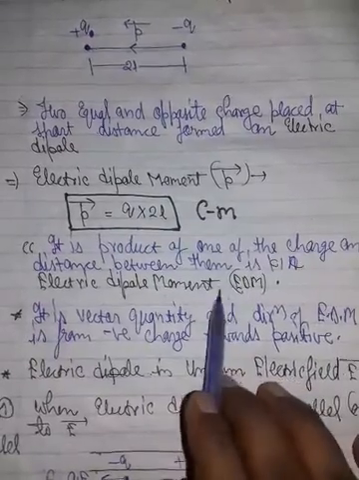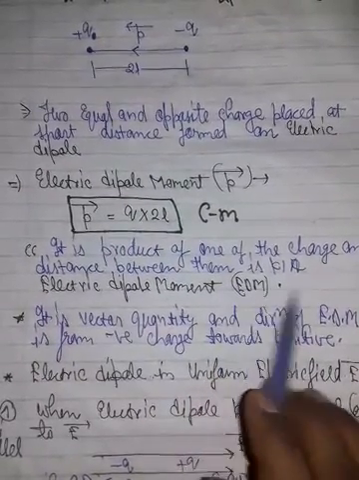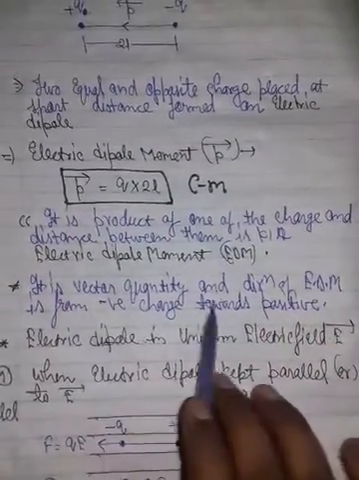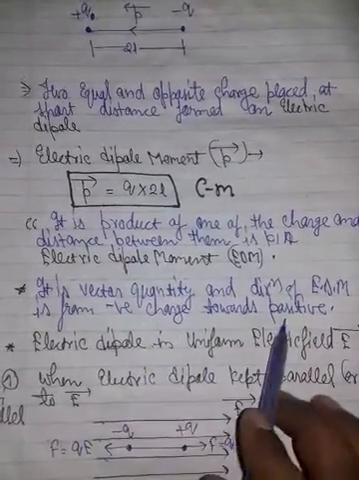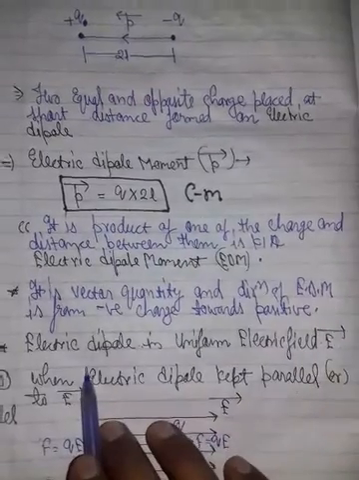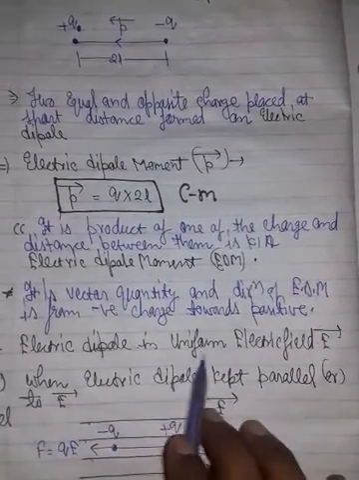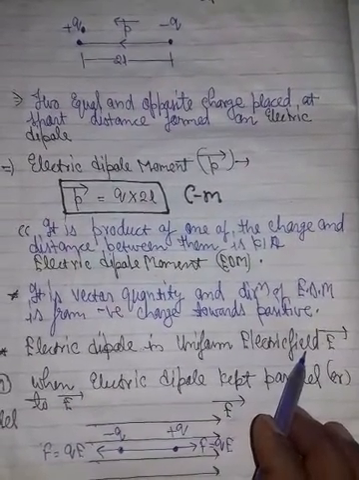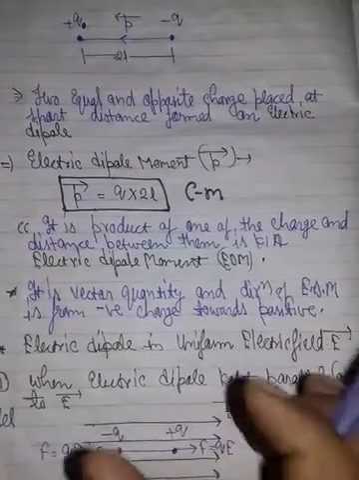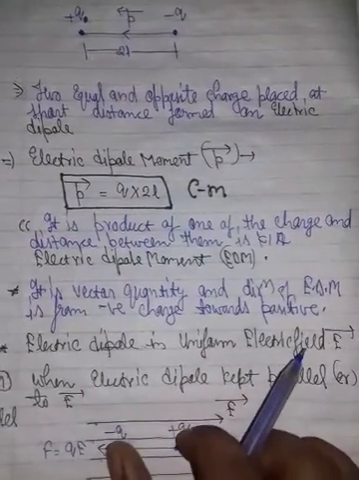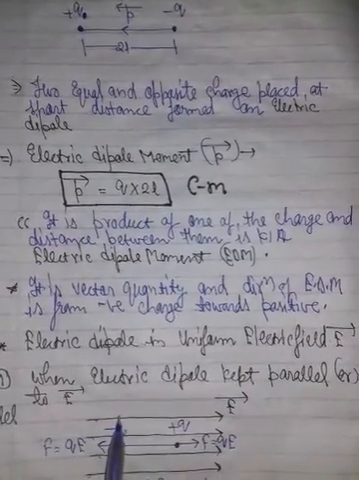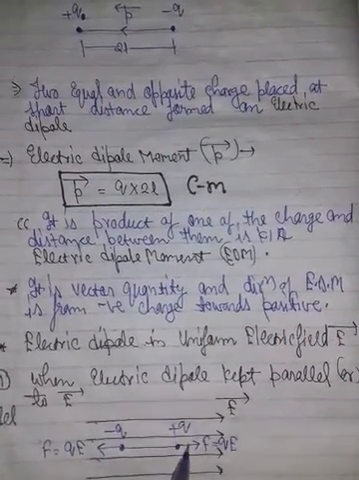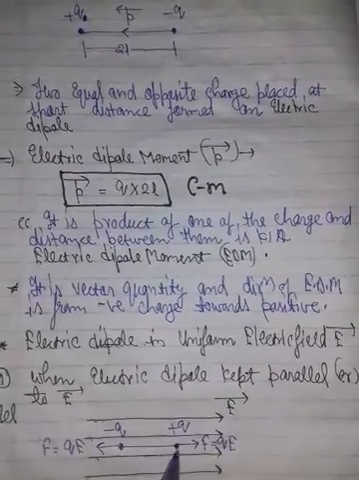In short, we call it EDM. It is a vector quantity, and the direction of the electric dipole moment is from the negative charge towards the positive. Now, the electric dipole in a uniform electric field. What happens when an electric dipole is kept in a uniform electric field? What force or torque is experienced by the electric dipole?